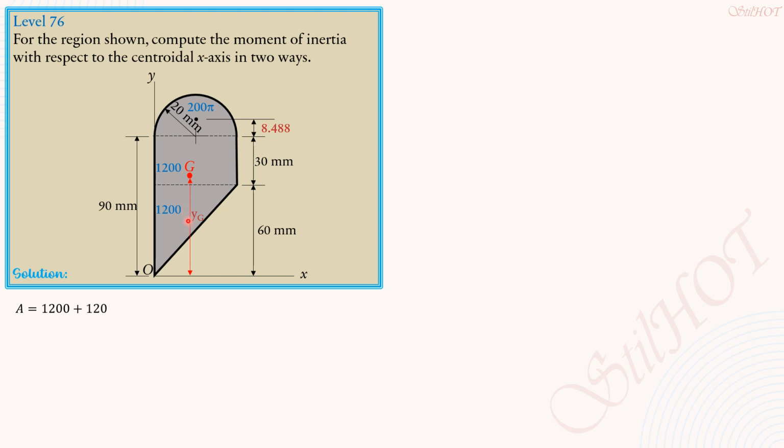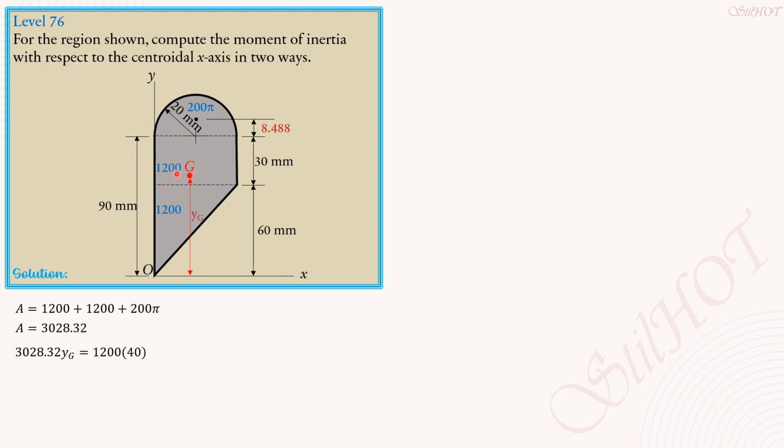So area is 1,200 plus 1,200 plus 200 pi. So area is equal to 3,028.32 mm square. So by Varignon's theorem, area times yg, 3,028.32 yg equals 1,200 times 40. As I said, this is 40. 2/3 of 60 is 40 for the location of the centroid of this triangle. 2/3 of the length of the leg from the vertex, 1/3 of the length of the leg from the base. So that's why this is 40.